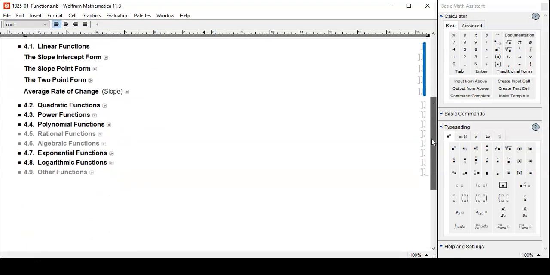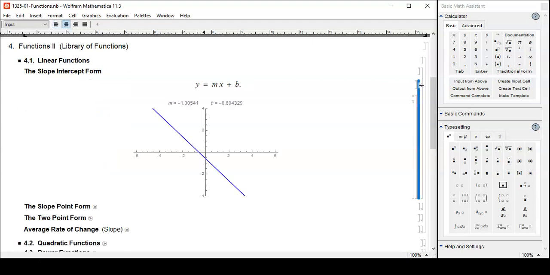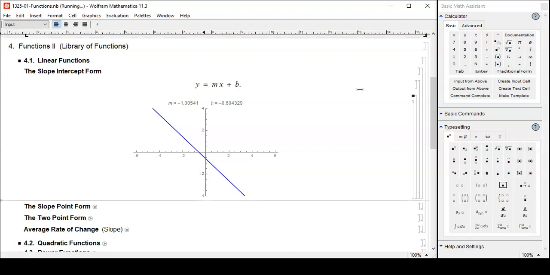Okay, let's begin. Let's begin with the linear functions. And here is the standard form, or the slope-intercept form. Running through (0, b), the y-intercept right here, negative 0.6 approximately, and the slope in this case is negative 1 approximately, which means as I go one step to the right, I have to go up by negative 1 step. What do you mean negative 1 step up? I have to go down by 1 step, approximately speaking, of course. Run it again.